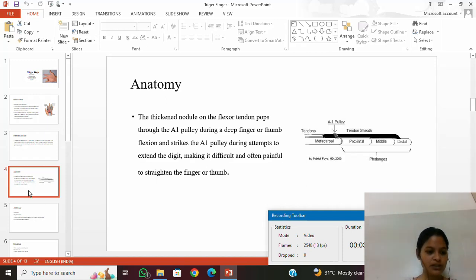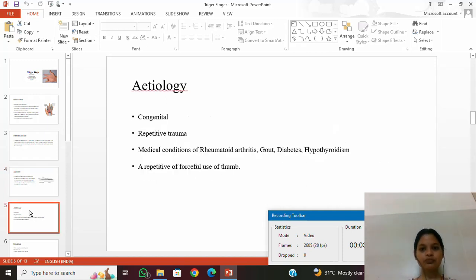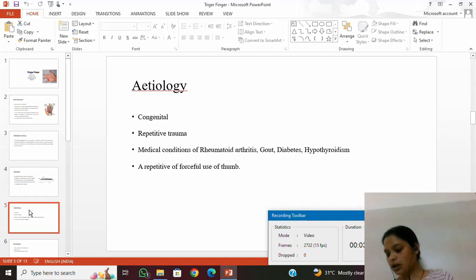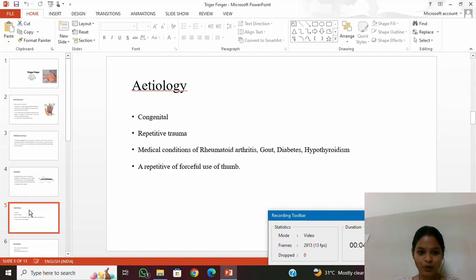Next is etiology. It may be congenital, it may be repetitive trauma, or medical conditions such as rheumatoid arthritis, gout, diabetes, hypothyroidism. Okay, mainly people with rheumatoid disease may develop a synovial thickening or intratendinous nodules, which can also cause triggering. And one more cause is repetitive or forceful use of the thumb.